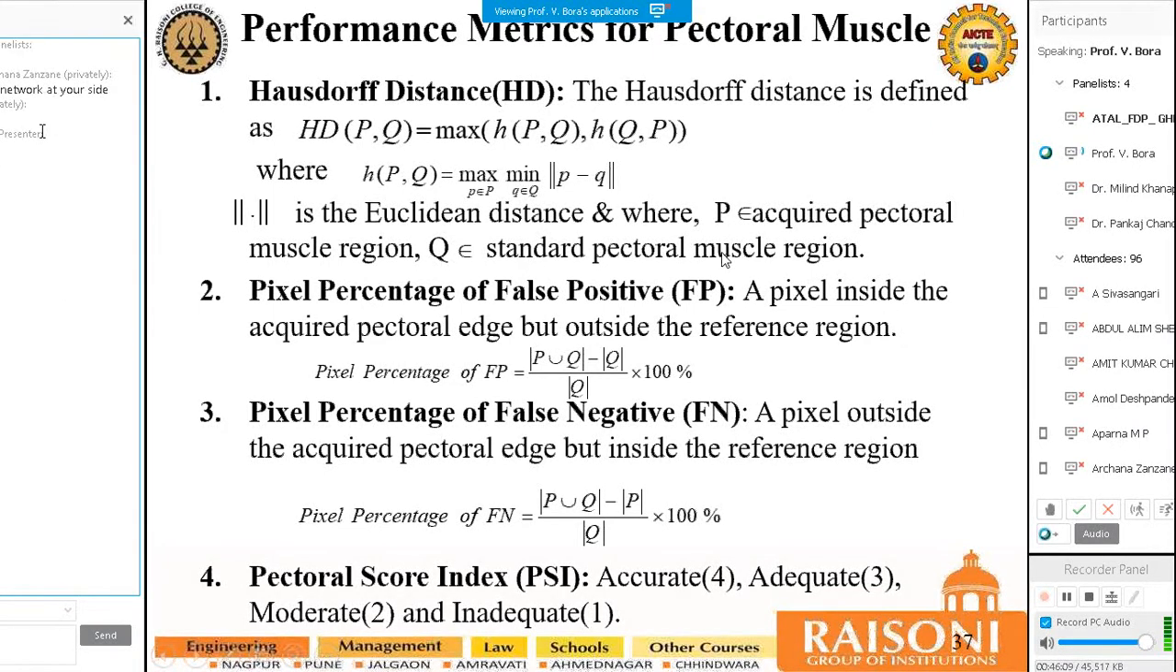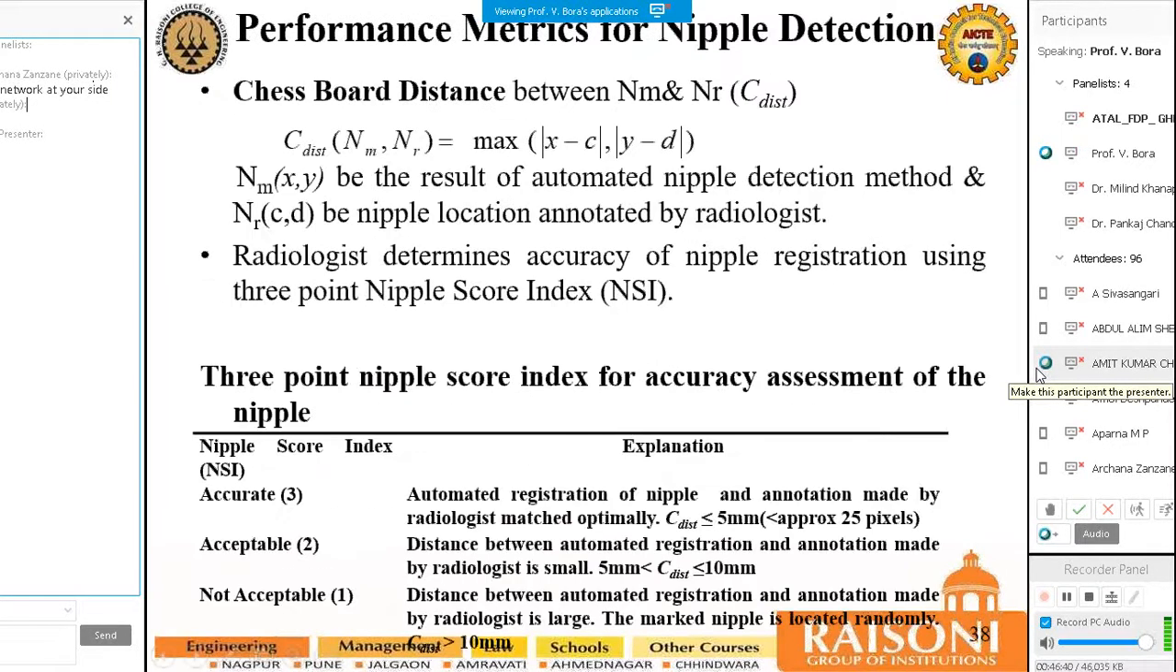So if you take these 2 locations, we have a set of P pixels and a set of Q pixels. And when we find the distance, this is the Hausdorff distance, the maximum of all these minimum distances. Then there is the false pixel percentage, the false positive or false negative. And then the 4th is the Pectoral Score Index, which is quantified as accurate, adequate, moderate, inaccurate, and inadequate.